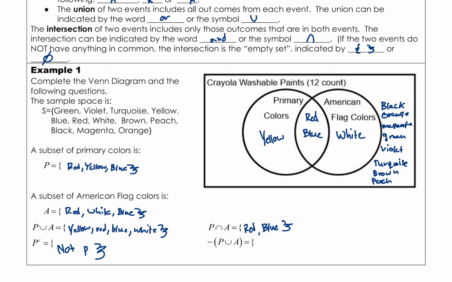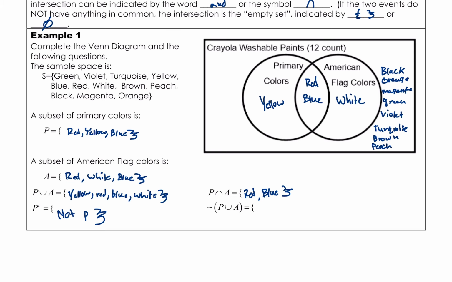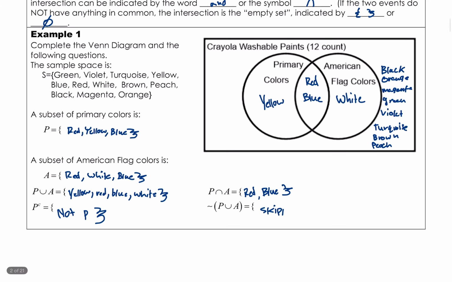Okay. Now remember, this symbol is a little knot. So I'm looking for the complement of P union A. So the complement of P union A would be everything that this isn't. So again, it would be a lot of these colors up here. So I'm just going to skip it. But if I were going to do this, I would write down all of those colors. Okay.